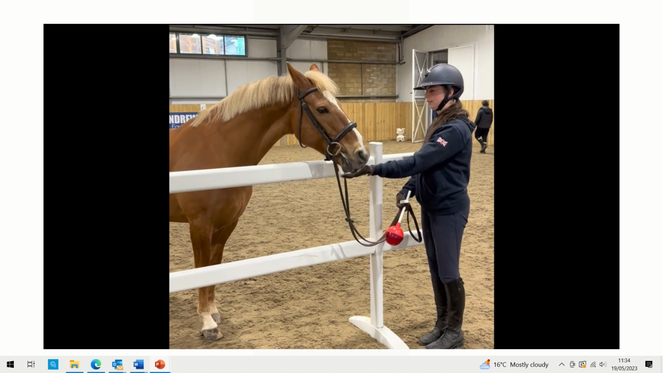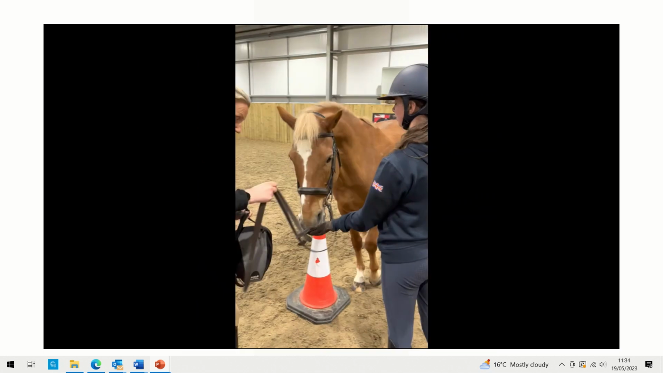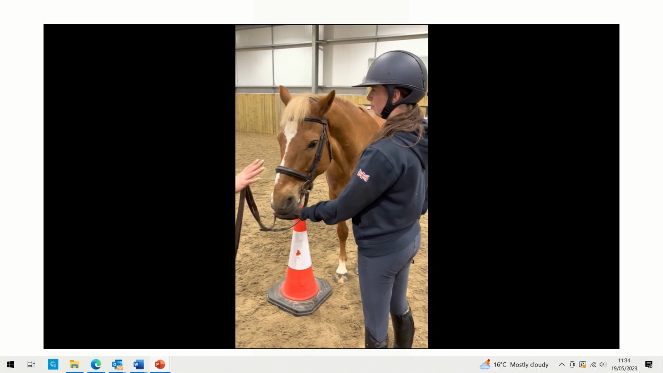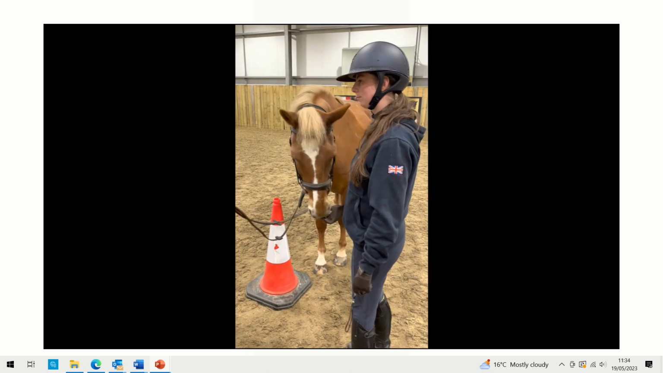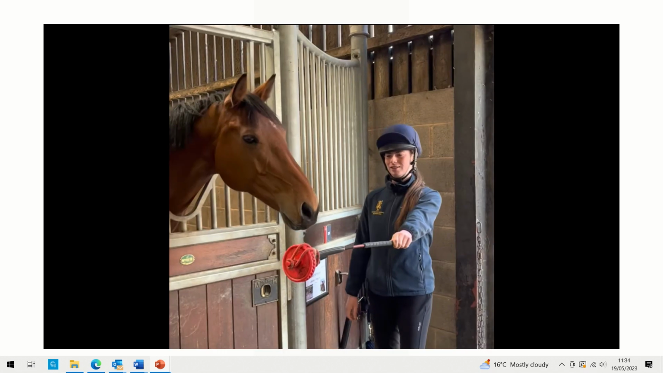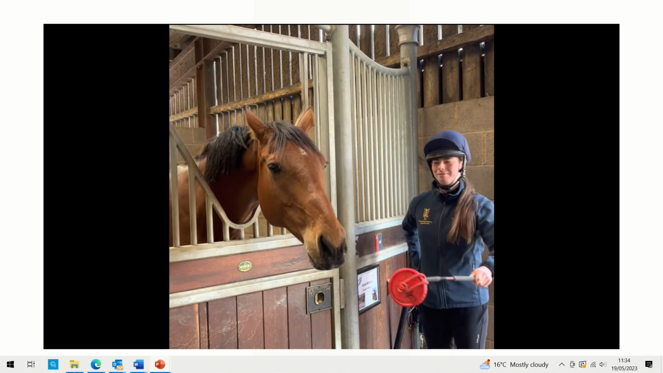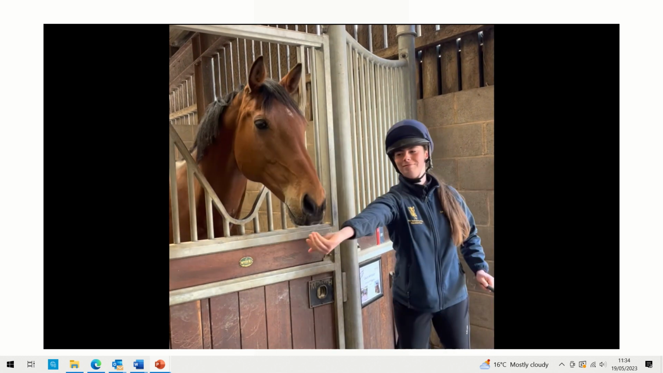So then, to mark the end of the training session, he received a jackpot of lots of pony nuts to make sure he knew that the training session had finished. So I followed the exact same principle with this horse too.